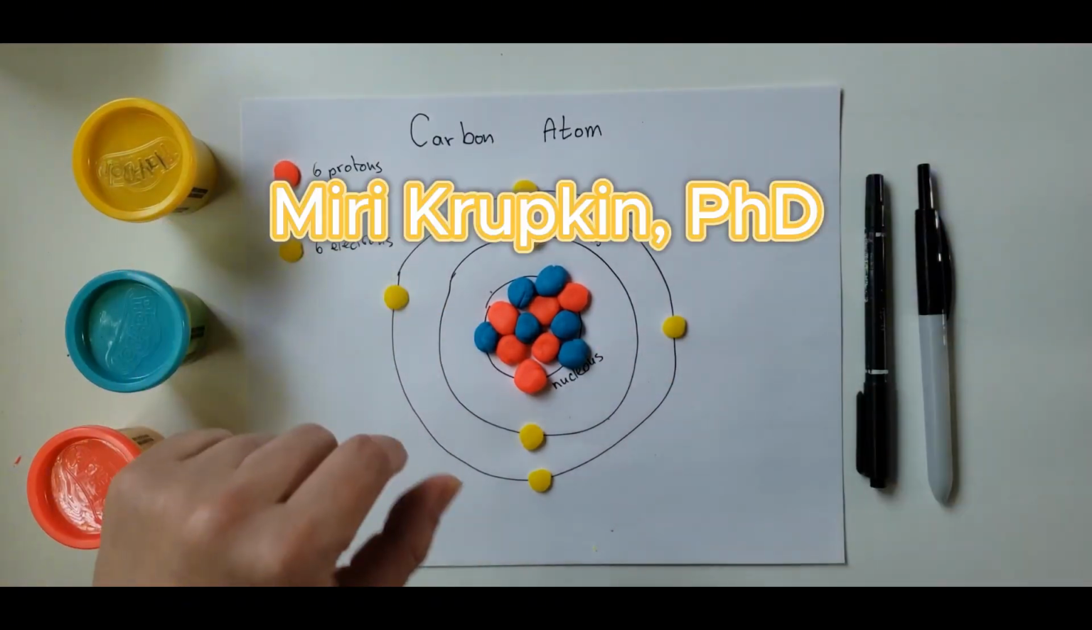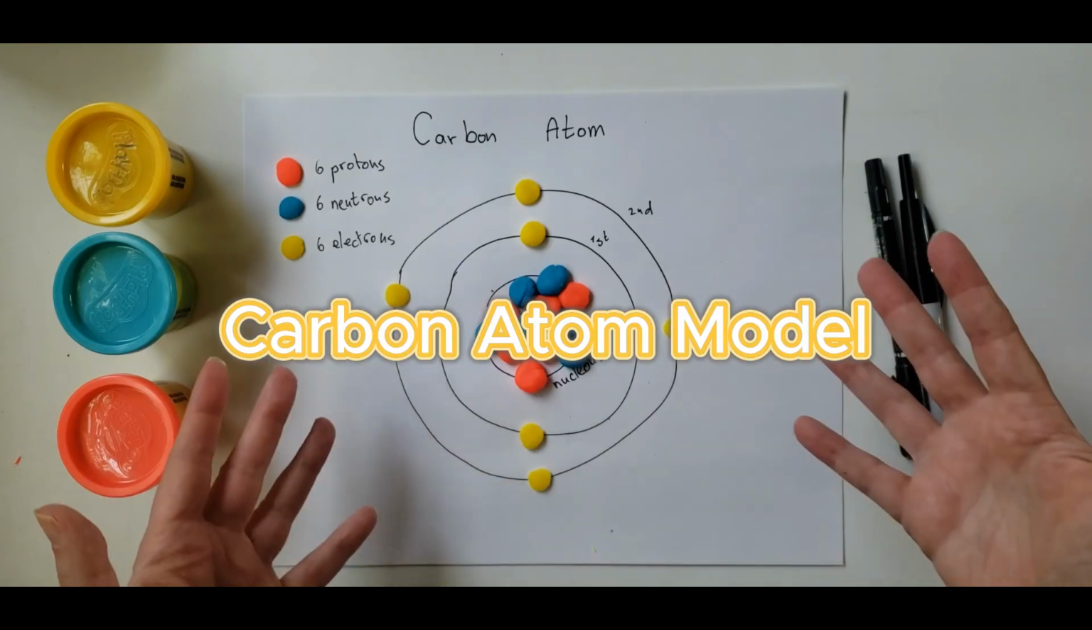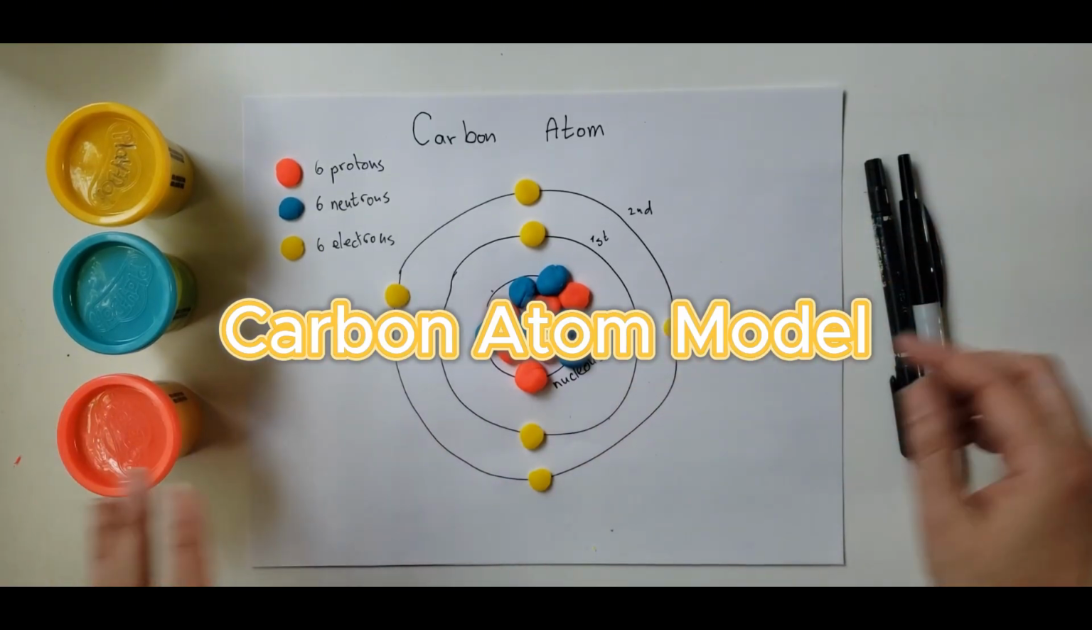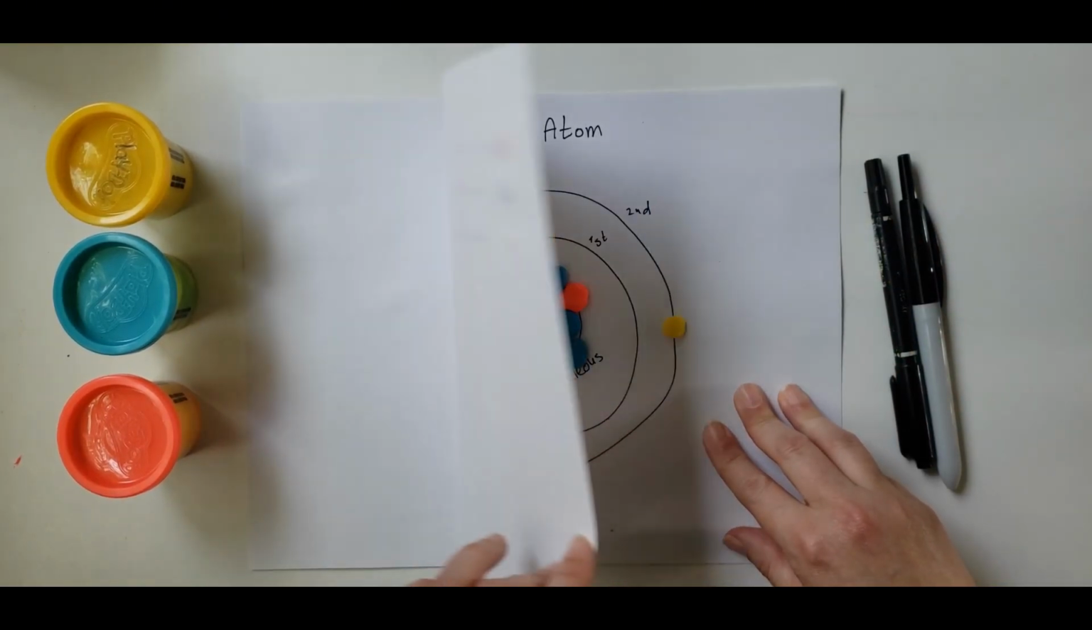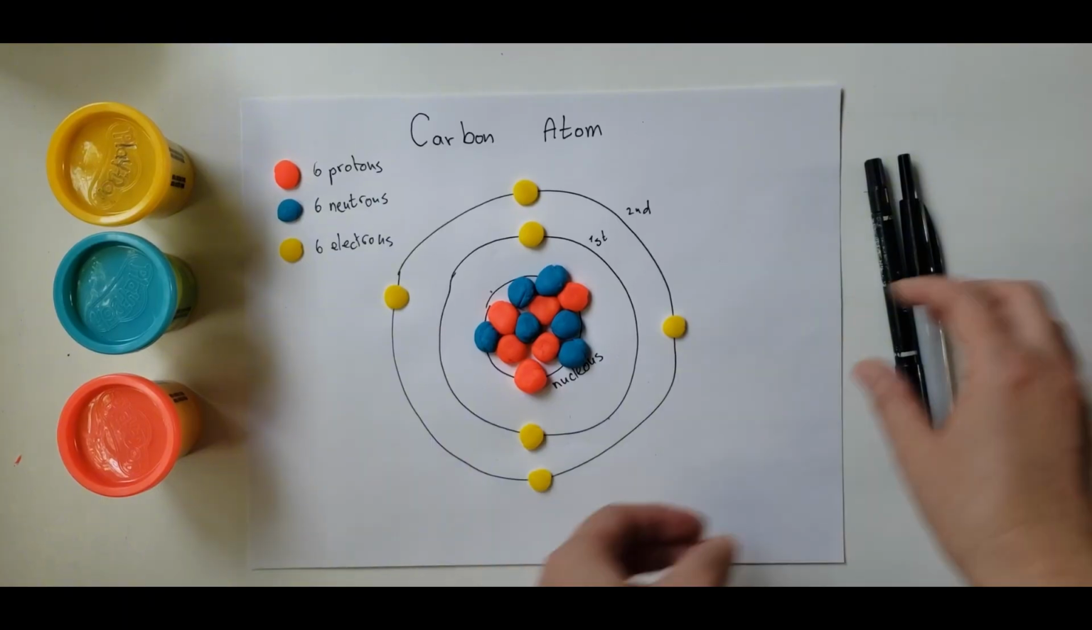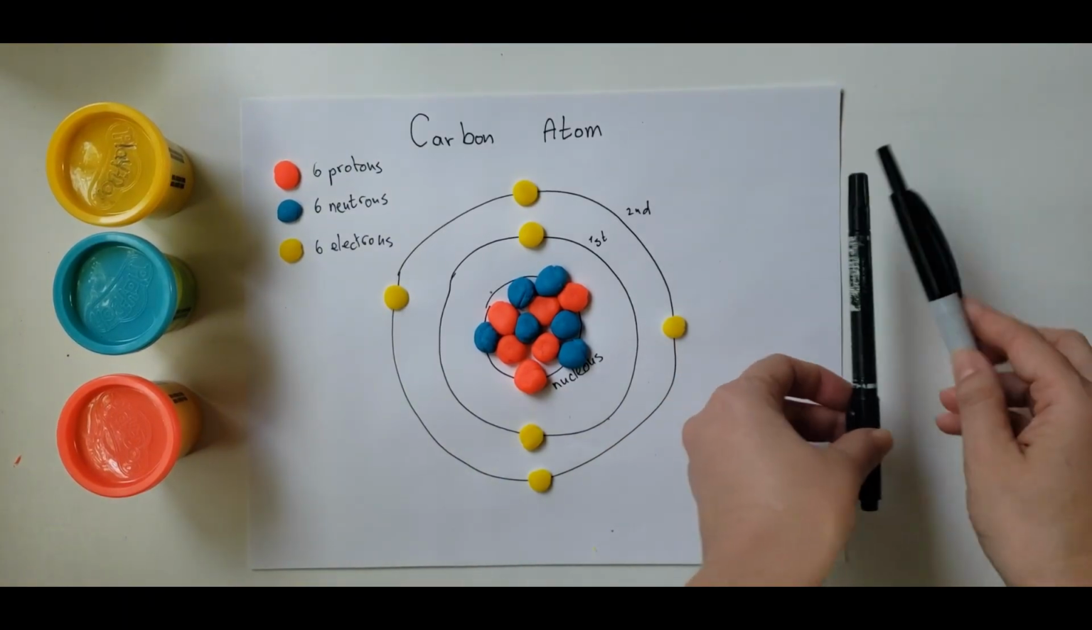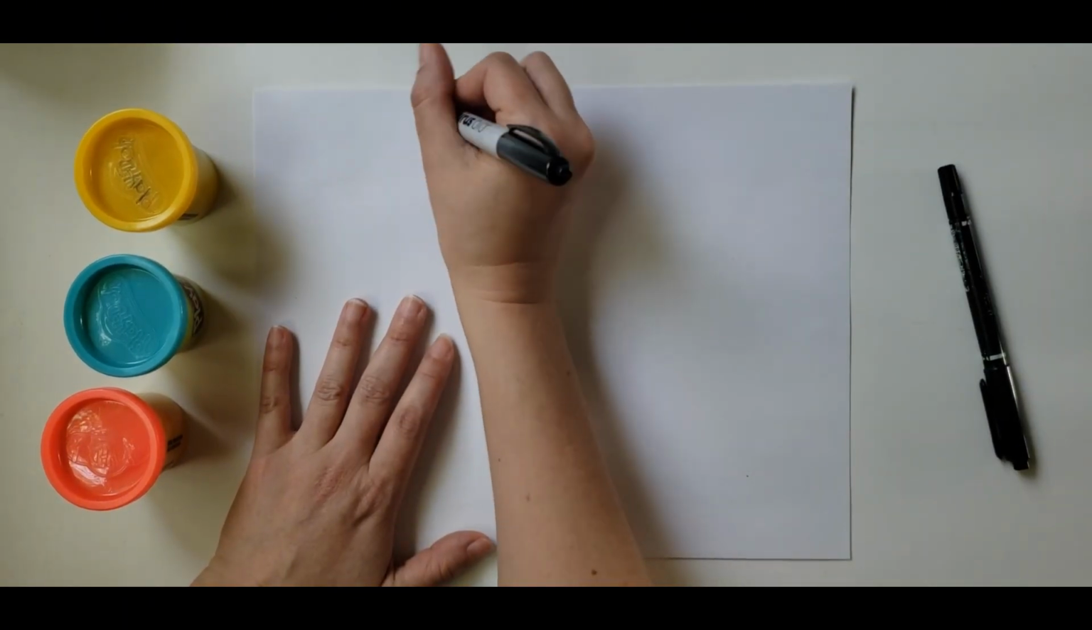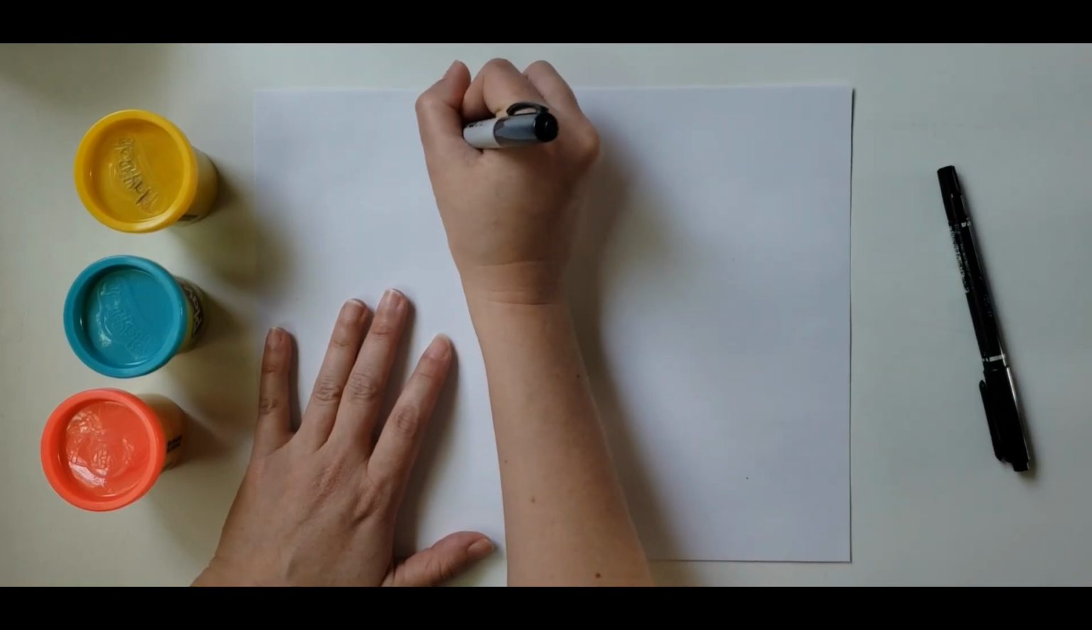My name is Dr. Miri Krupkin, and today we'll be making a model of the carbon atom. We will need 2 papers, markers or pens, 3 colors of Play-Doh or clay. Let's begin with writing the title on the top, Carbon Atom.